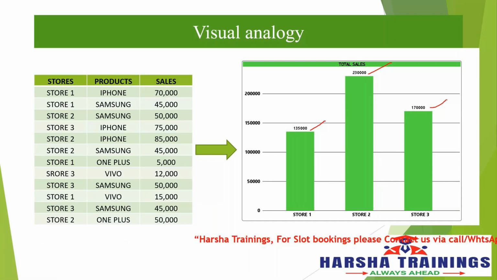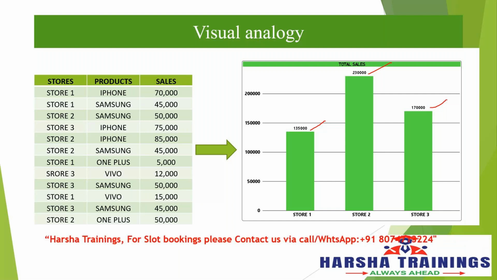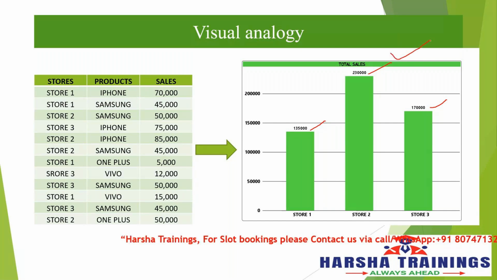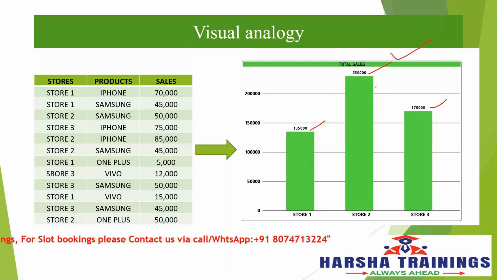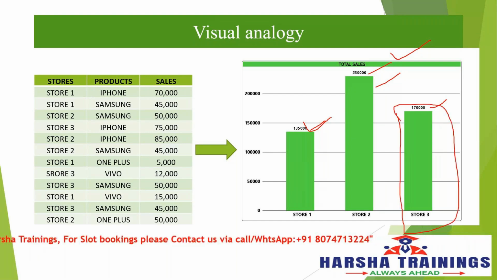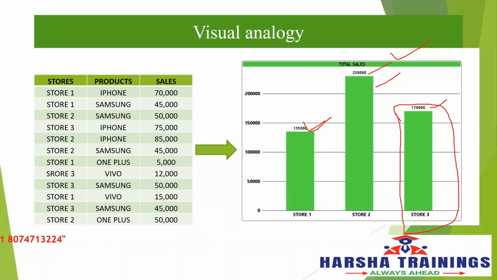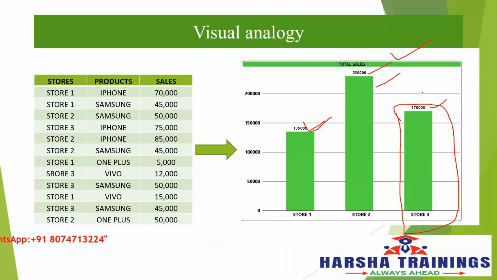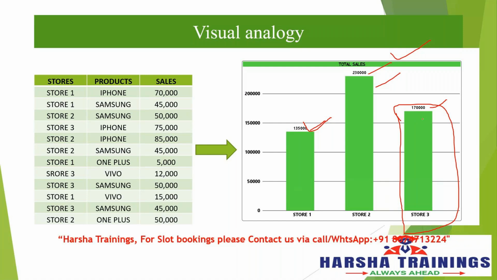Yes, right? When I'm going to analyze this visual, the maximum sales I'm getting from store 2 only. The minimum sales I'm getting from store 1 only. Now, can I consider store 3 as my average sales? Yes. Why? Because the average sales, like 1,70,000. Okay, fine.